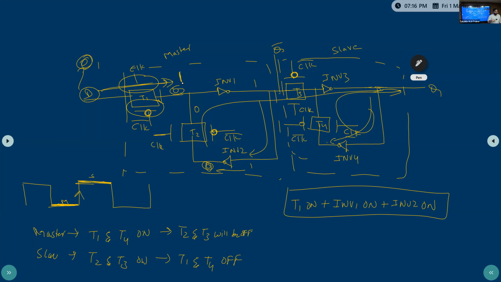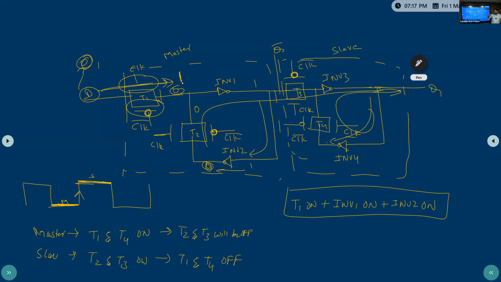If new data comes while T1 is going to the off state, then there is a chance that inverter 1 can get two signals, 0 and 1. So this inverter may not settle on the normal case of 0 or 1. That is the metastability state.